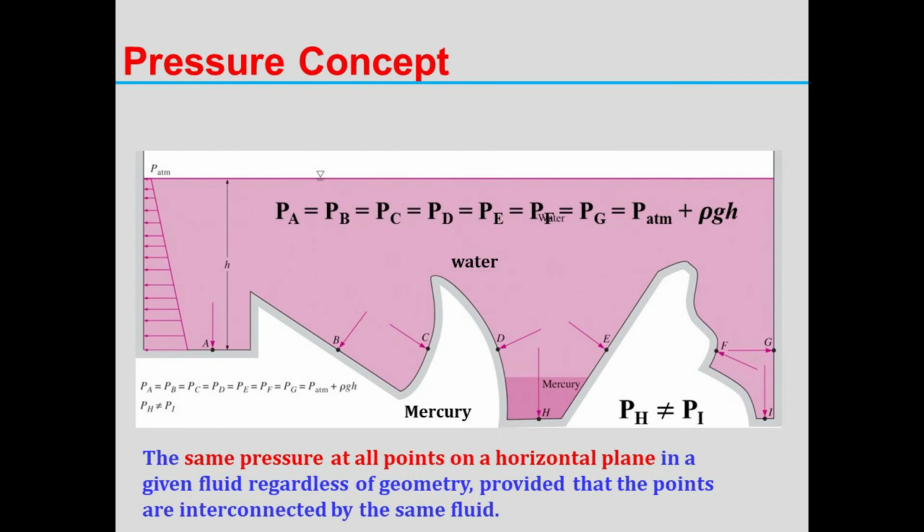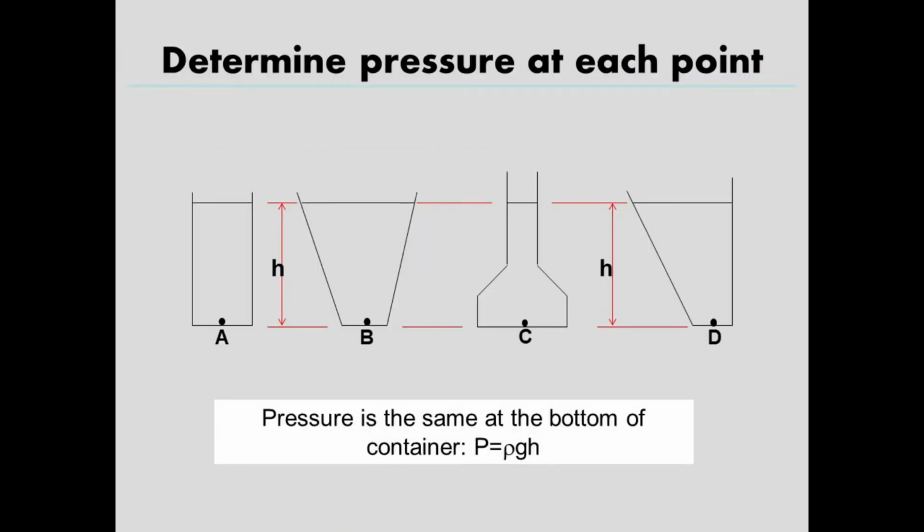The third concept is that the pressure at all points on a horizontal plane, regardless of the geometry, will be the same as long as the points are interconnected by the same fluid and located at the same h. For a case where the container shapes are different, with the same density of fluid and the same h from the free surface, the pressure will be the same.